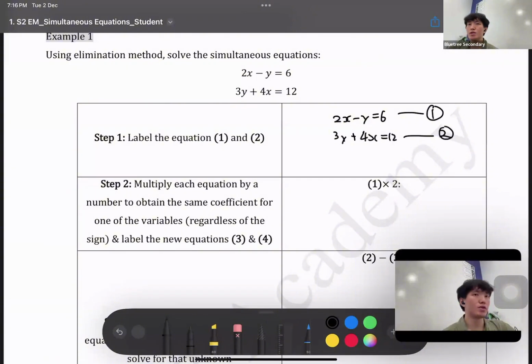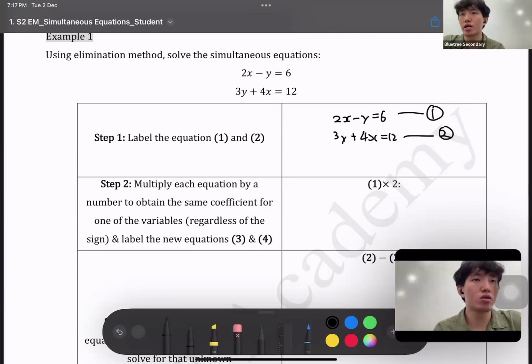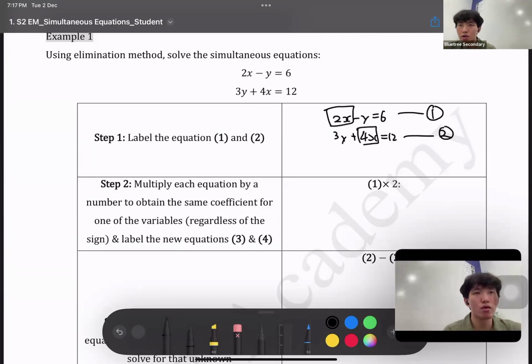Then the next step is multiply each equation by a number to obtain the same coefficient for one of the variables, regardless of the sign. So what does this mean? A bit confusing, right? Let's think about this. Elimination means we need to cancel out one of the x's or y's. Let's look at the x here, 2x and 4x. Do you think we can cancel them out somehow? 2x cannot cancel out 4x, right? 4x also cannot cancel out 2x. Either way, it doesn't work.